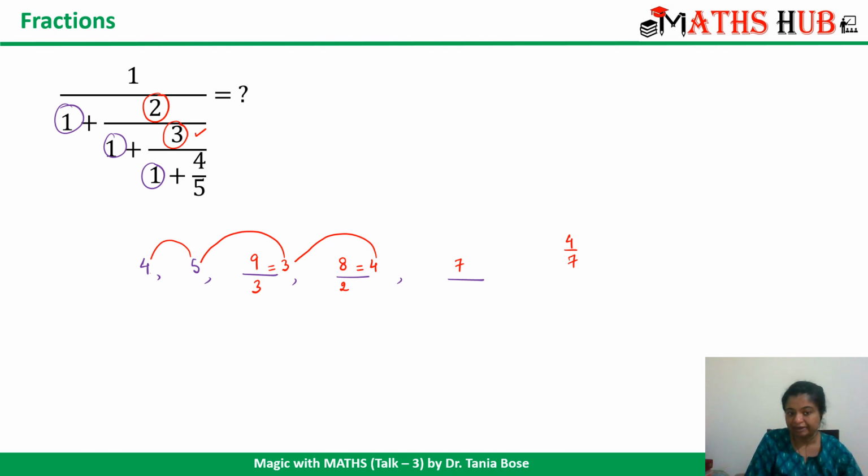We will now add 3 and 4. So that is 8. 8 divided by 2 is 4. Now we will add them. 4 and 3 is 7. So your fraction becomes 4 by 7. Right?